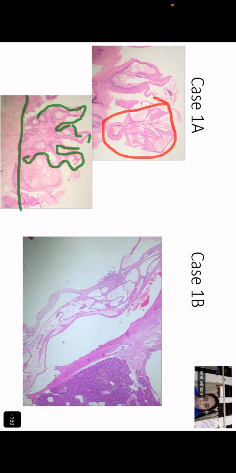This is not papillae, not vascular core. It's just dilated epithelium.